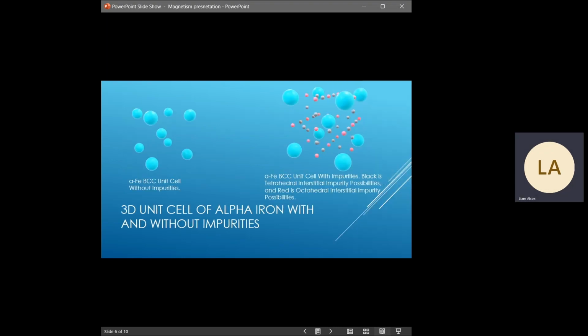The final factor is what is being studied today, impurities. Here you can see the unit cell of pure alpha iron on the left versus the unit cell of impure alpha iron, basically steel, on the right. As you can see in the unit cell of steel, there are carbon atoms as well as other interstitial atoms. In the unit cell of steel, the black atoms represent possible tetrahedral interstitial impurities, and the red atoms represent possible octahedral interstitial impurities. Carbon can be at any one of these points at any point in time, and it is also constantly moving.